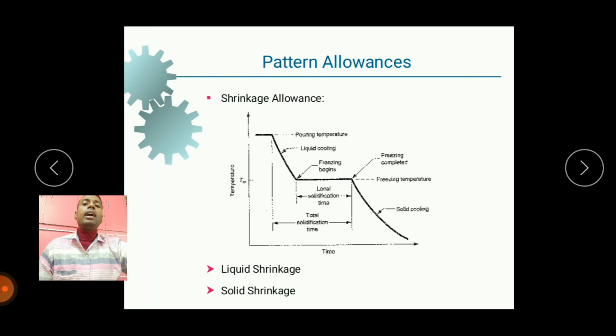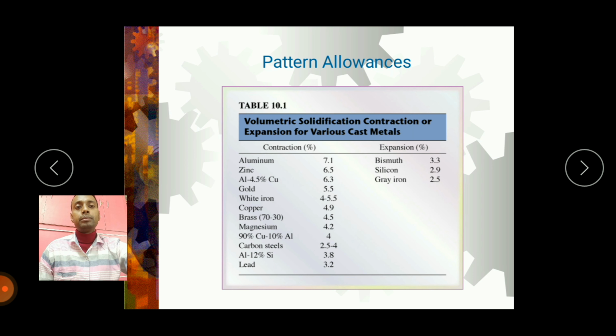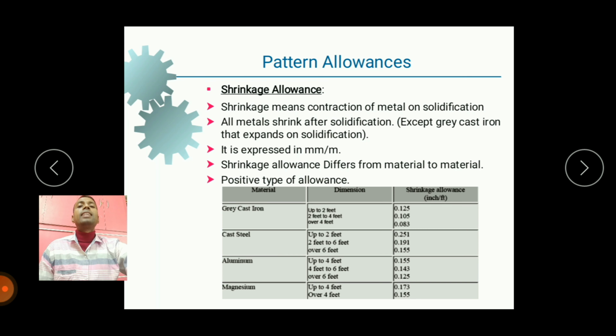Shrinkage allowances. When a material solidifies, some shrinkage takes place. One is liquid shrinkage, another is solid shrinkage. Liquid shrinkage occurs when the material is in the liquid state. When the metal solidifies, some shrinkage also occurs. This is the consideration for shrinkage allowance.